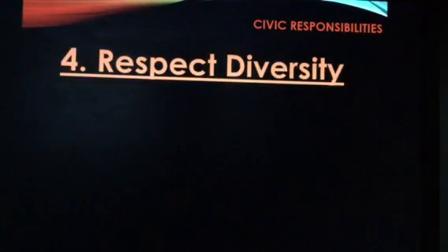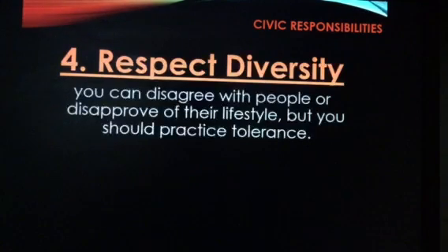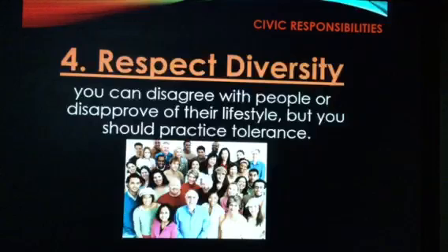Along those same lines, respecting diversity. You can disagree with people. You can disapprove of their lifestyle. You do not have to accept, but you should tolerate. One reason why I like teaching in the public schools, it's a microcosm of our country. Different faces, different ethnicities, different races, different political views. We ought to respect our diverse nation.